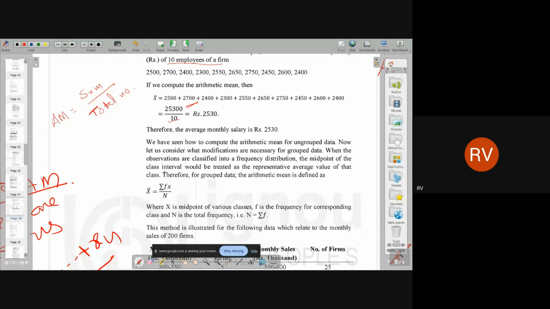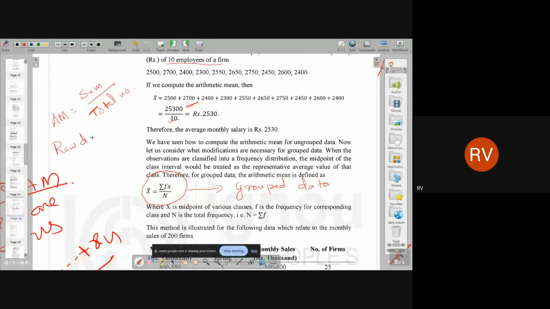That is, arithmetic mean x bar is equal to sigma fx by n for grouped data. Grouped data means a frequency distribution. For a frequency distribution, mean is equal to sigma fx by n. For raw data, no frequency is given. There is only one number, raw data.